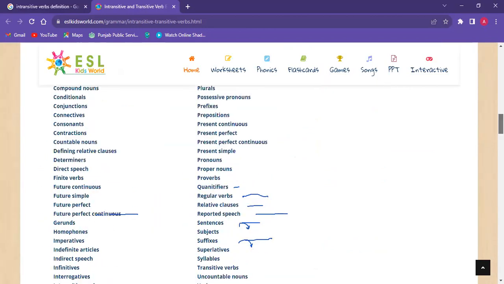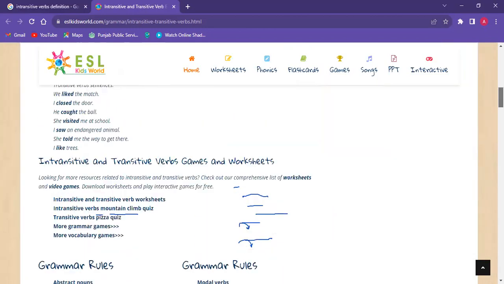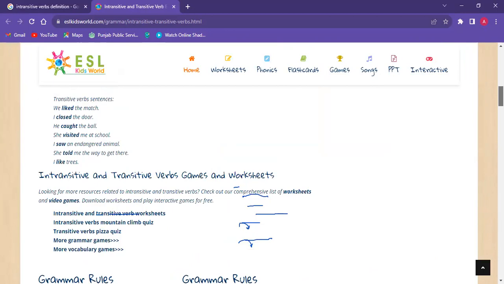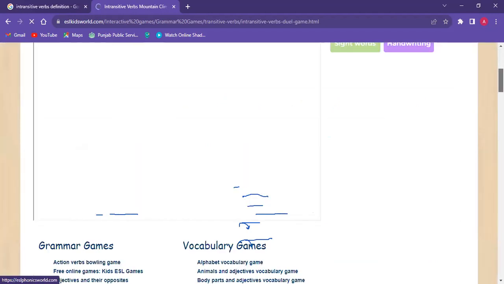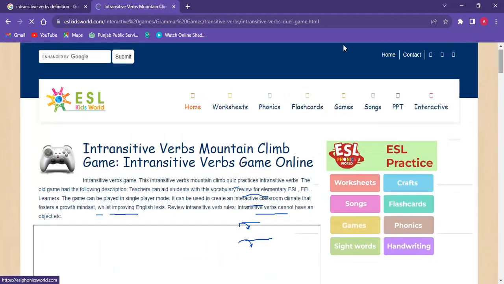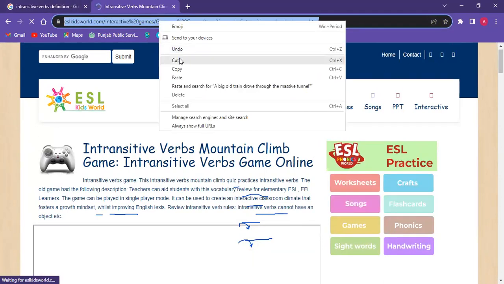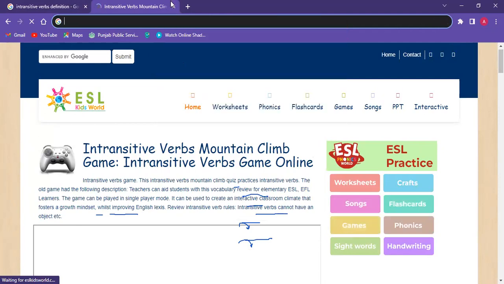Let us see if they have some quiz. No, they don't. If they had some quiz for it, that would have been really good. Looking for more resources related to translator, check out our comprehensive list of worksheets and video games. Okay, so it actually does have a quiz. Okay, so let's open it. Mountain climb quiz, I guess it's a game. So this is something that you guys can do on your own. Okay, so it's eslkidsworld.com. Let me just copy this and I'm going to send it to you.